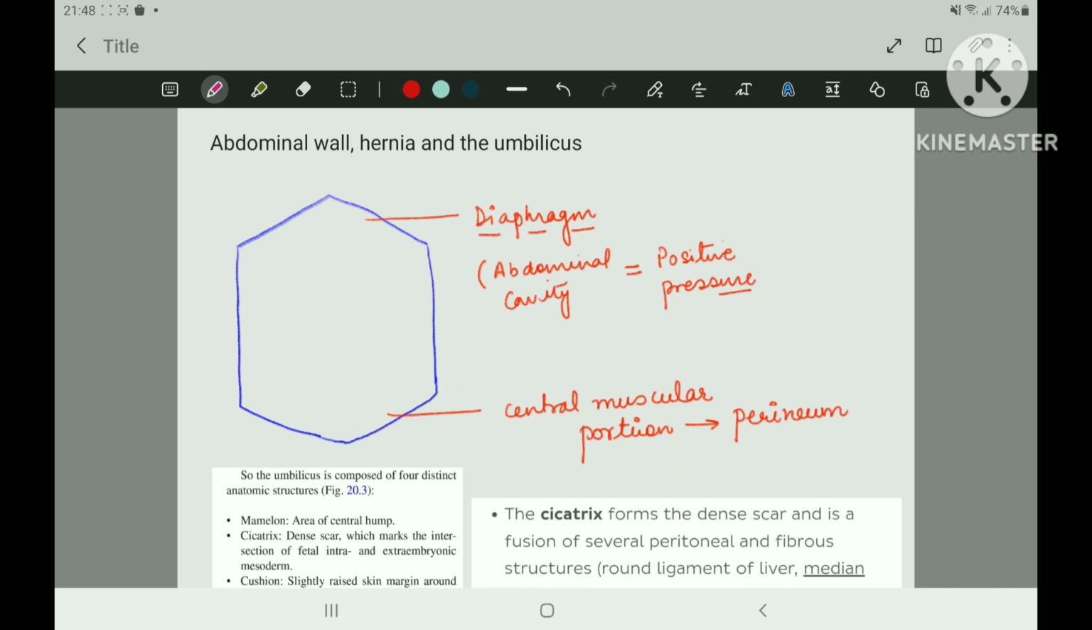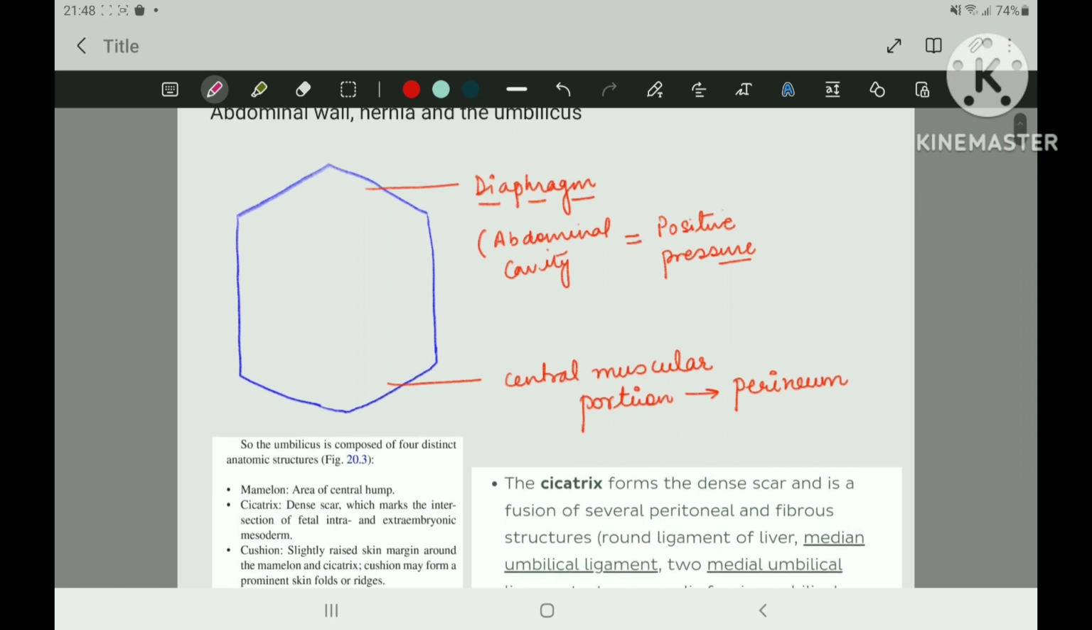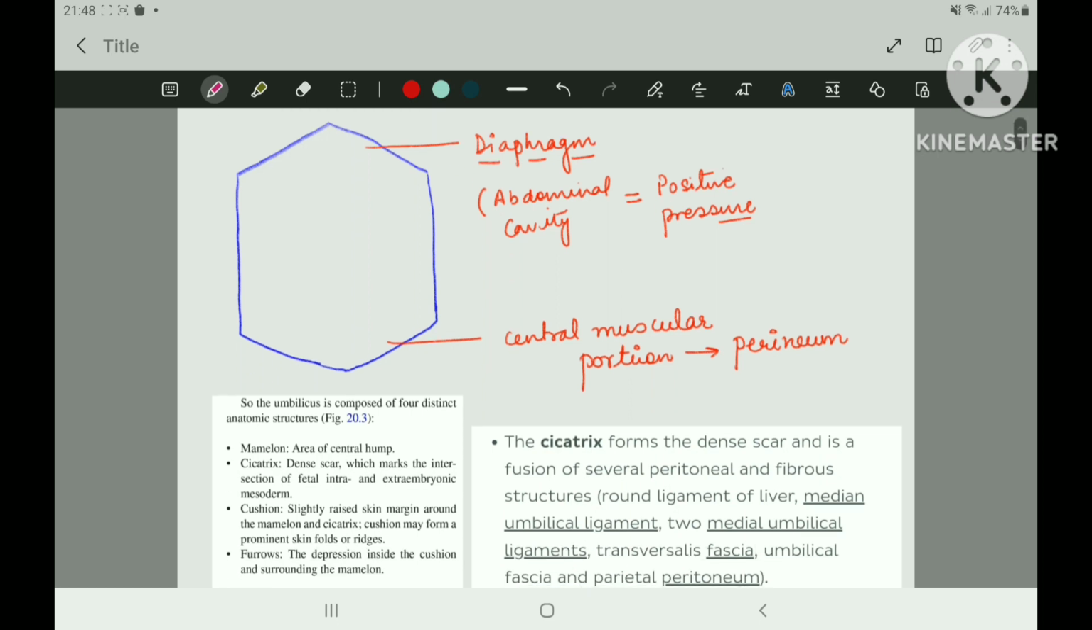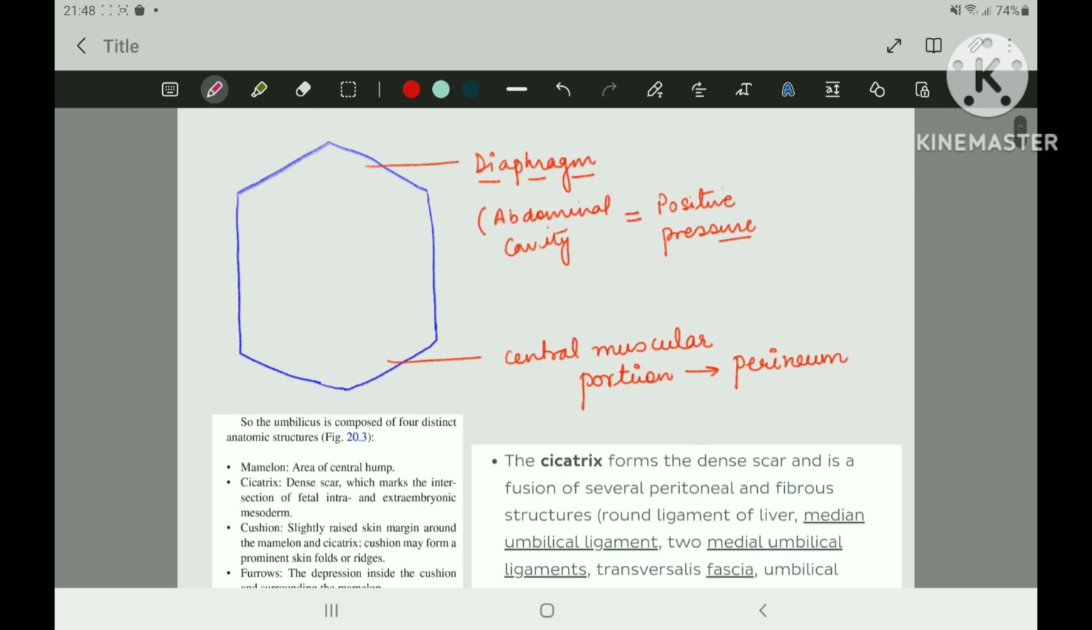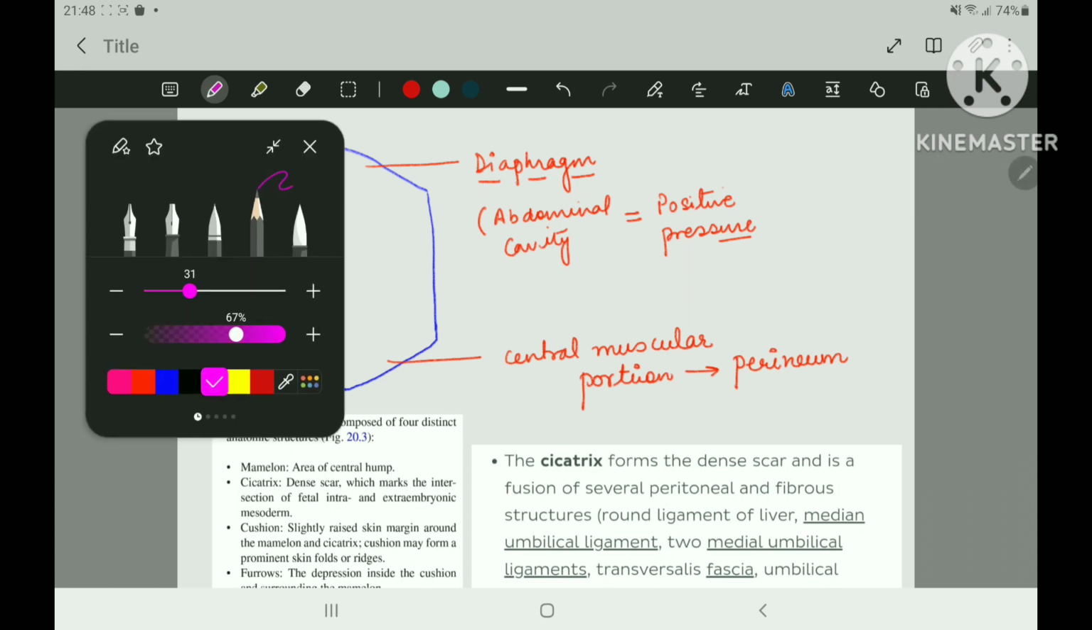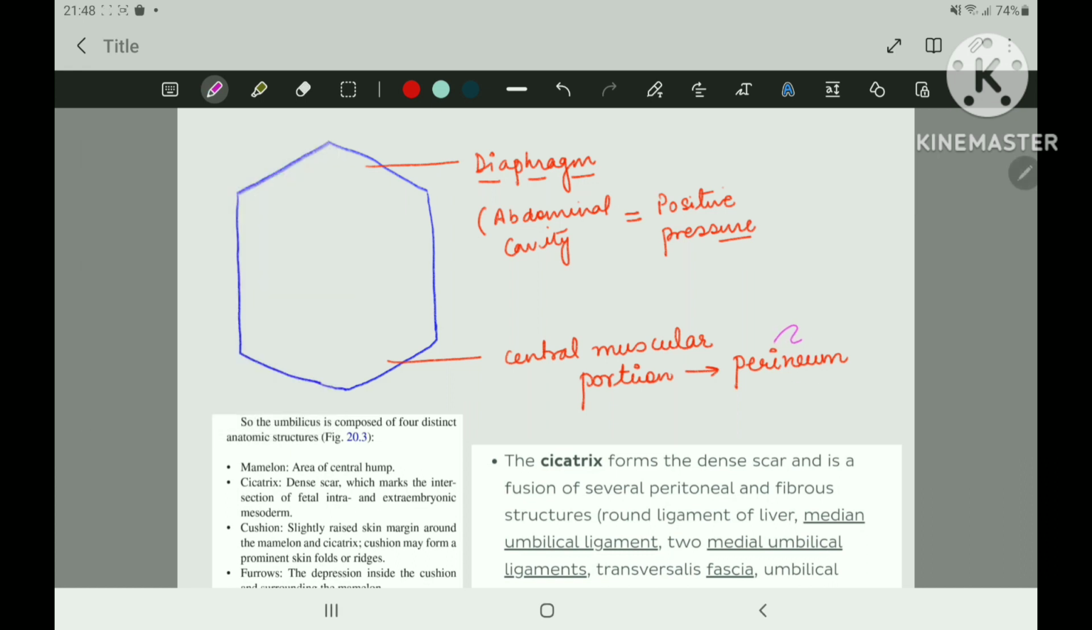So we are going to talk about abdominal wall, hernia, and the umbilicus. The abdominal wall is covered superiorly by the diaphragm, and inferiorly there is the pelvis, that is the bony part. But there is also this central muscular portion, which is called the perineum.